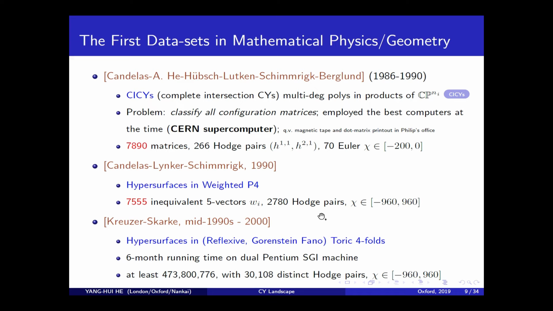They ran 6 months on a machine, on the dual Pentium SGI machine, which I'm sure every single student here has completely forgotten about. Even this is before my time. I mean, I vaguely know what a Pentium is as a child. But they really ran this, and they found 500 million. You think about this, 500 million of such manifolds, even by today's standards, is respectable big data, right? But back in the 90s, that's just quite unthinkable. But it's a tour de force of combination of geometry, computer science, and physics.